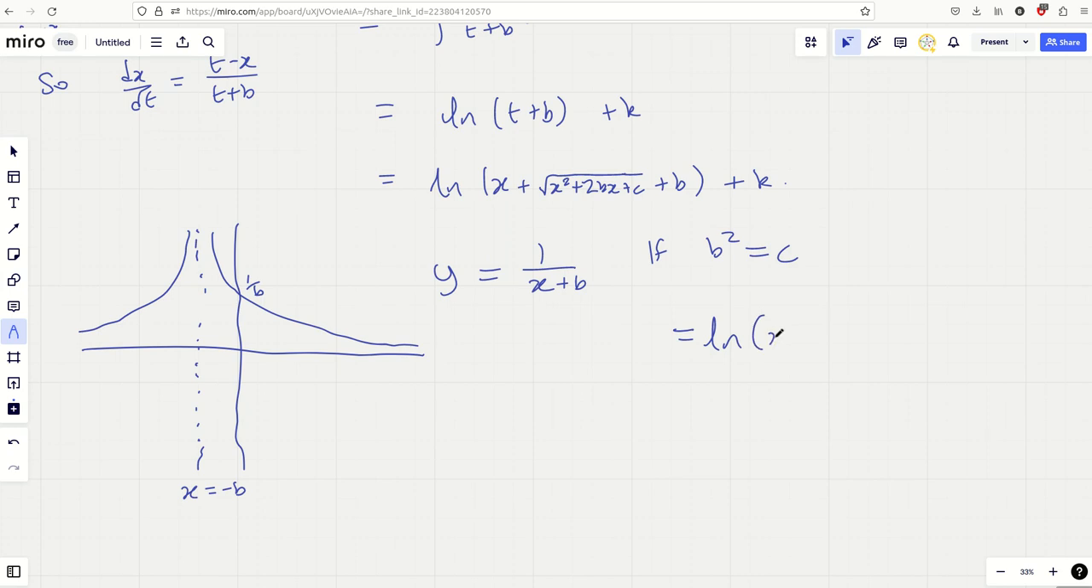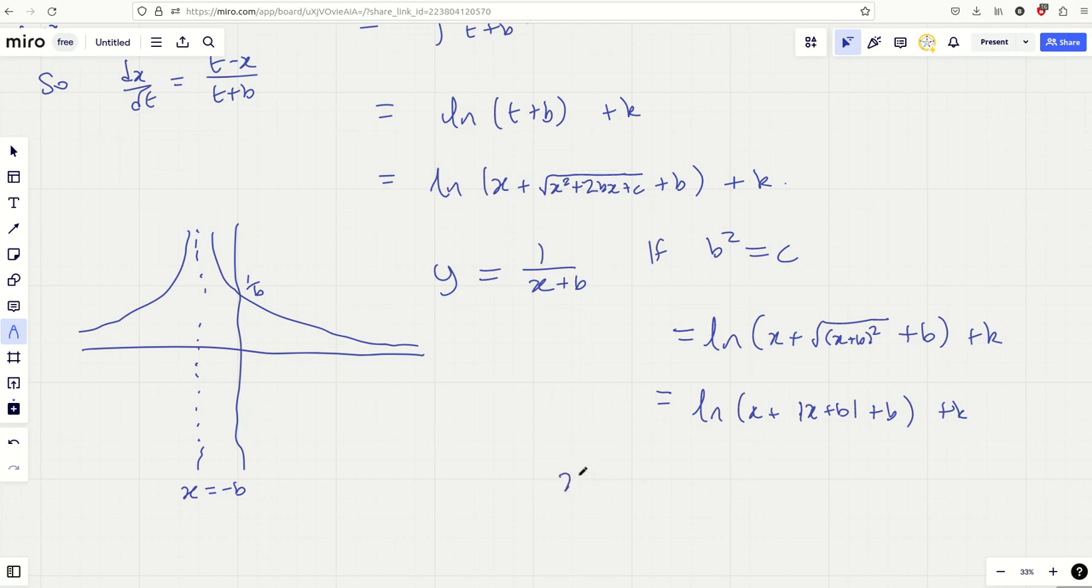We've got ln of x plus root of, if you've got that, you've actually got here 2bx plus b squared, and so that's the same as x plus b squared again, square rooted, and then plus b, plus the constant k. That's the same as ln of mod of x plus b, but then we've got this x plus b loose, not in the mod. And this is our problem.